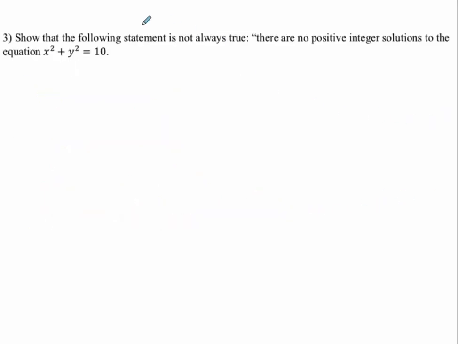Okay, our last example, show that the following statement is not always true. There are no positive integer solutions to this one. You just have to find an integer solution to it, and then the statement is false, right? So you can play around with a couple of numbers. They have to add up to 10, so we're looking for small numbers. 1 squared plus 1 squared doesn't work. If you think about it a bit, 3 squared plus 1 squared equals 10. Therefore, the statement is false.